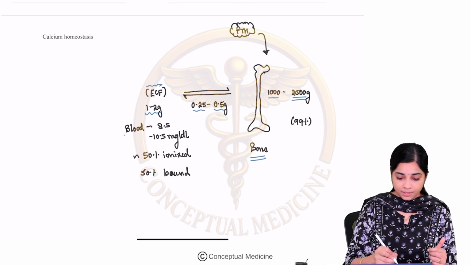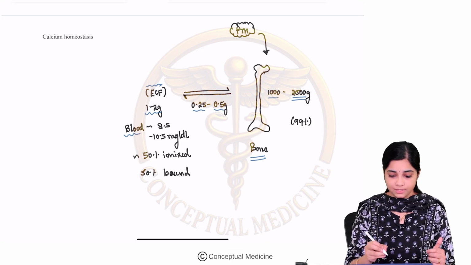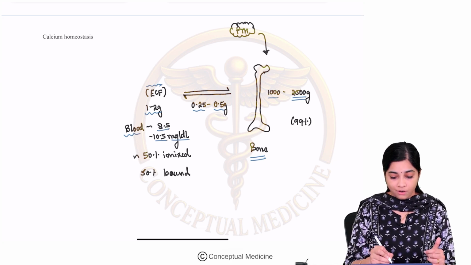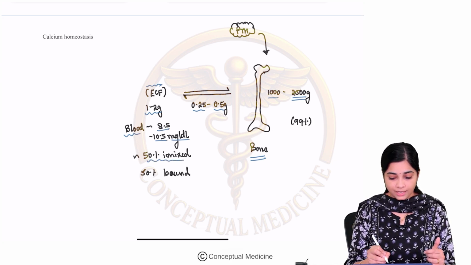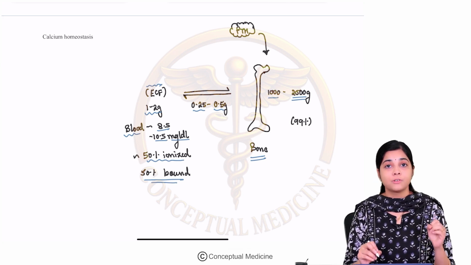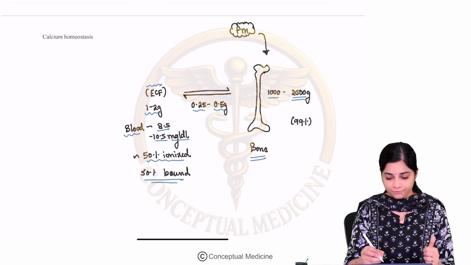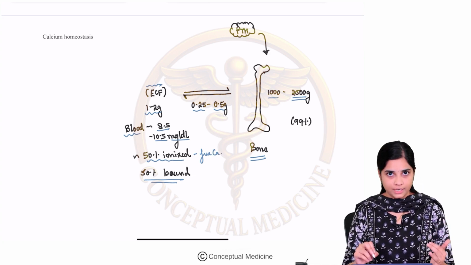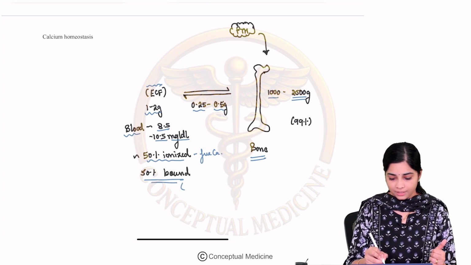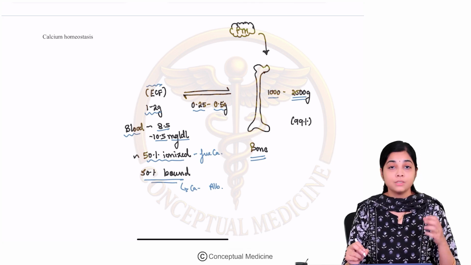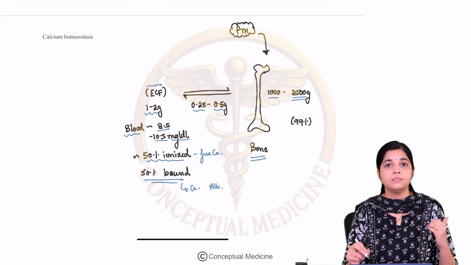Now, within the blood, what is the normal calcium level? It is 8.5 to 10.5 milligram per deciliter, out of which 50% is in the ionized form and 50% is in the bound form. Ionized form refers to the free calcium, and in the bound form the calcium is bound to what? It is bound to albumin. So the largest storehouse of calcium in the body is the bone.